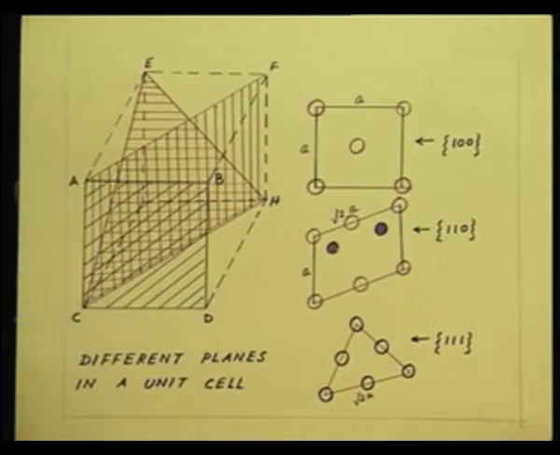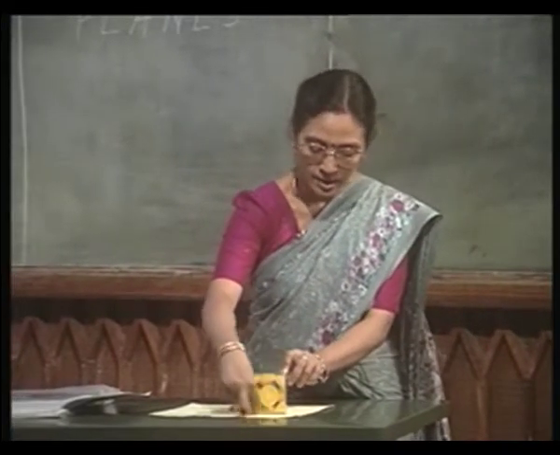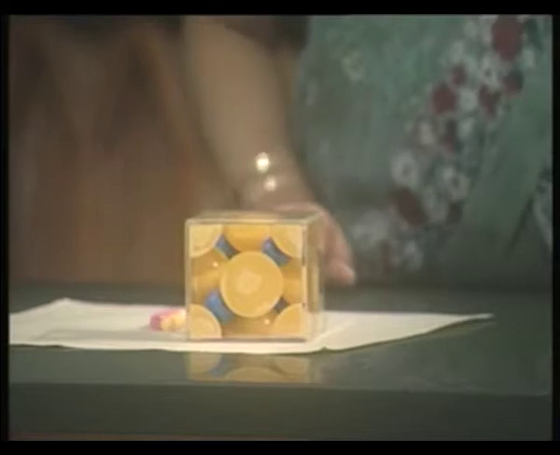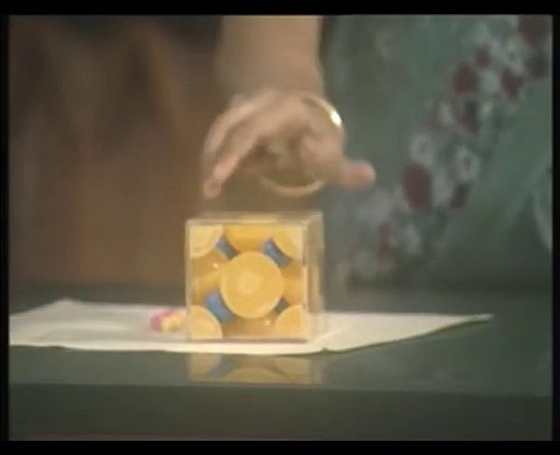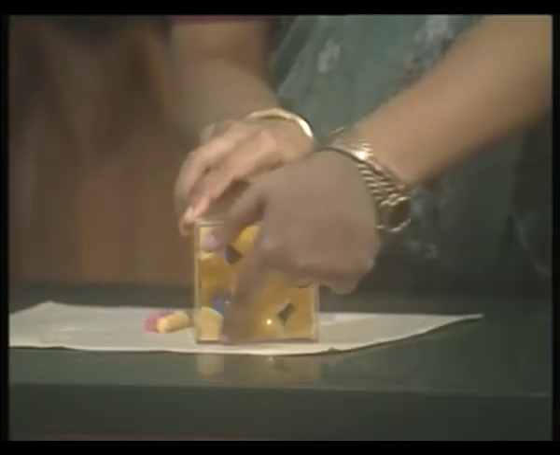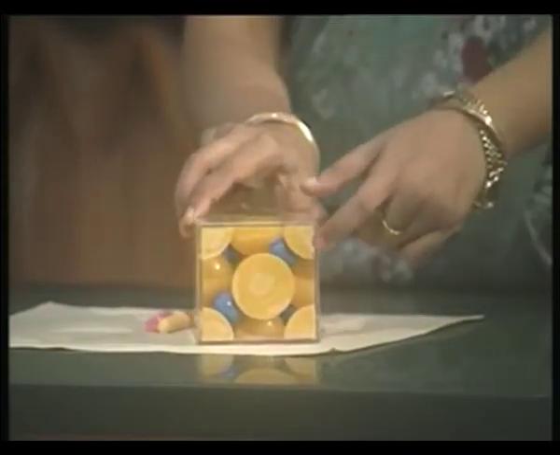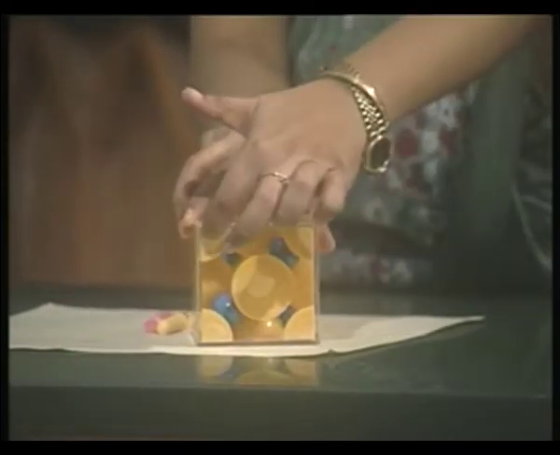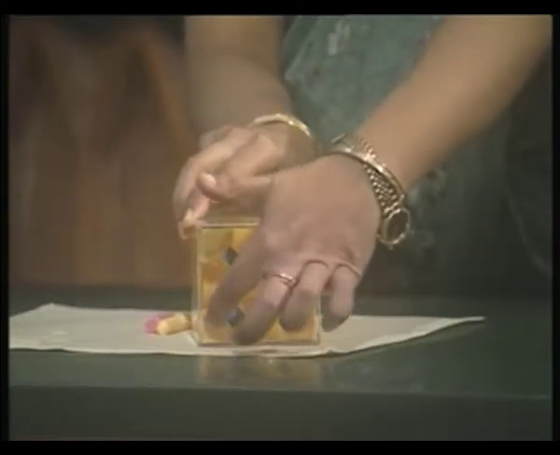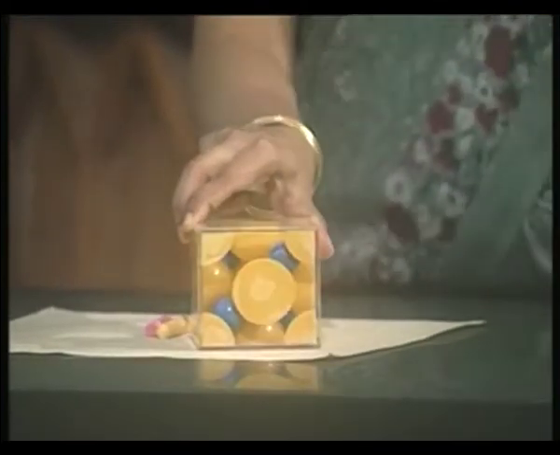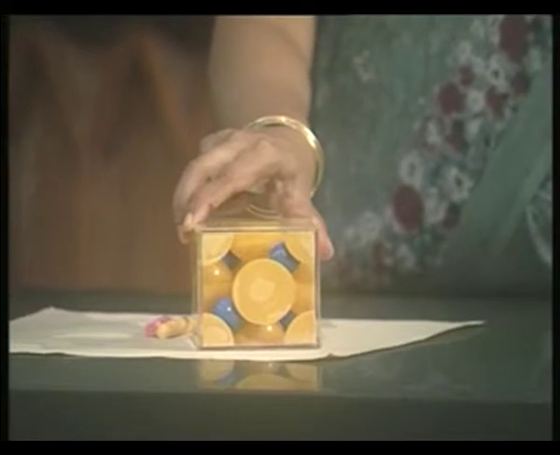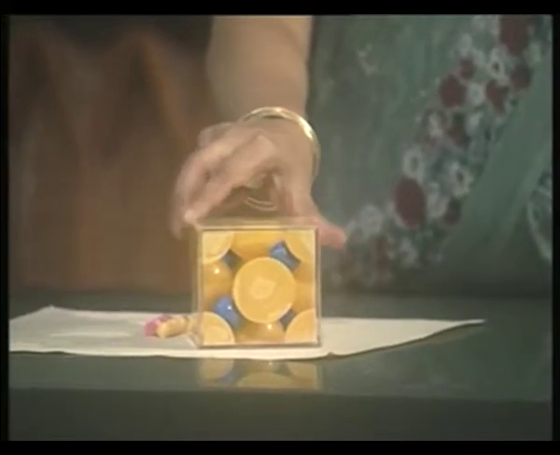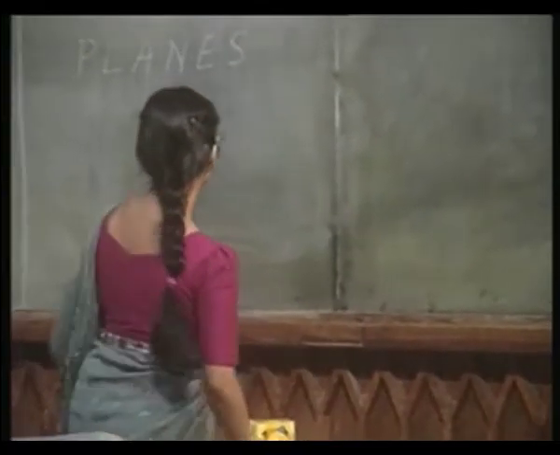If you also look at this model here, this is a plane belonging to the family of 1 0 0 planes. And what do you see? You see one corner atom here, one corner atom here, one corner atom here, one corner atom here and the face centered atom here. But they are not uniquely contained in this plane. What do I mean by that? What I mean is simply this.